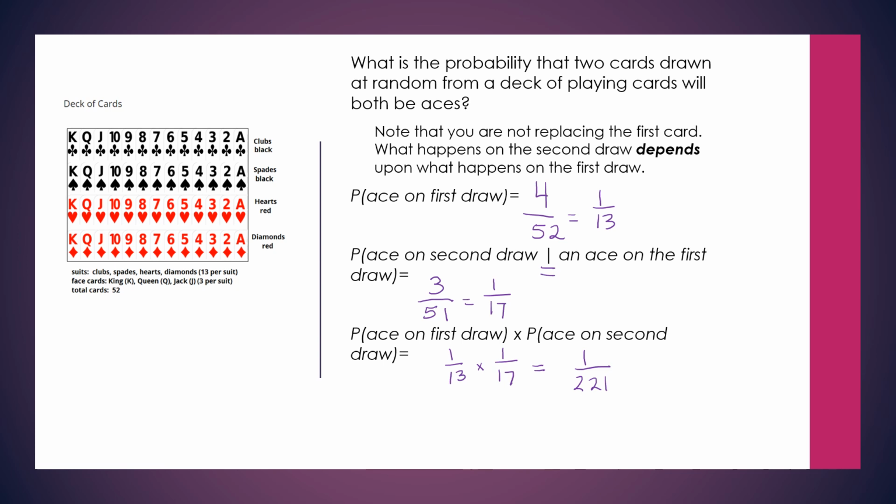That is how often we would actually get an ace on the first draw followed by an ace on the second draw. If you want to see that in decimals, we can divide that out, and it's going to be really small. It is actually about, I'll round it to 4 decimal places, 0.0045. Very unlikely that would happen.